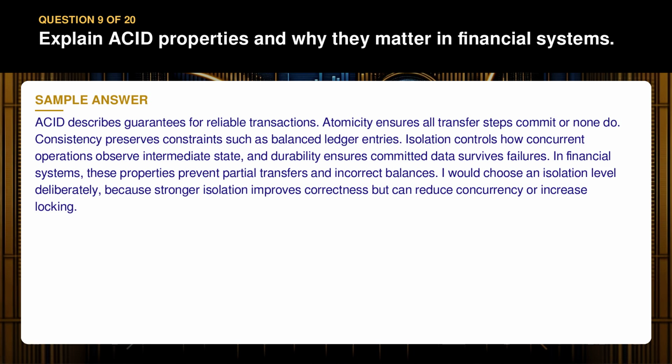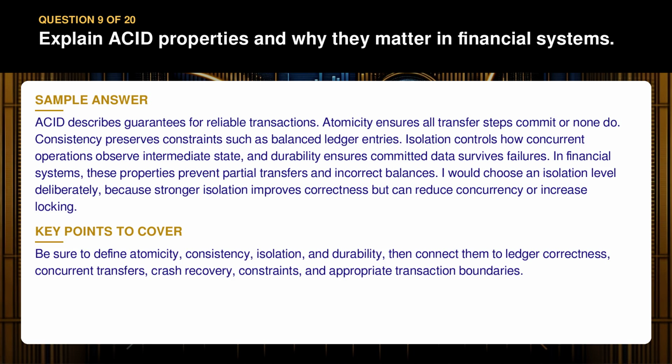ACID describes guarantees for reliable transactions. Atomicity ensures all transfer steps commit or none do. Consistency preserves constraints such as balanced ledger entries. Isolation controls how concurrent operations observe intermediate state, and durability ensures committed data survives failures. In financial systems, these properties prevent partial transfers and incorrect balances. I would choose an isolation level deliberately, because stronger isolation improves correctness but can reduce concurrency or increase locking.